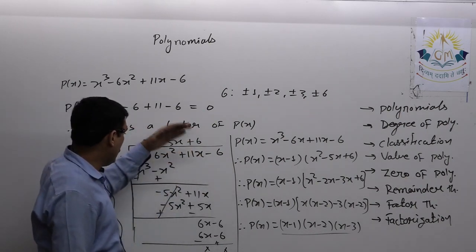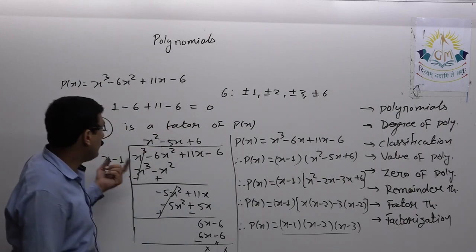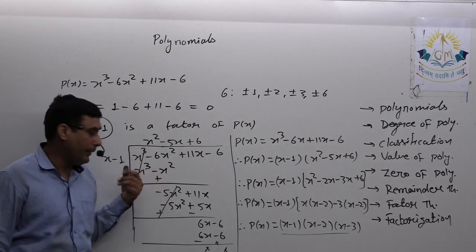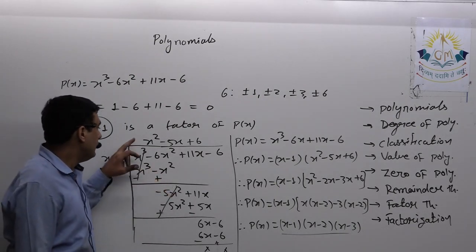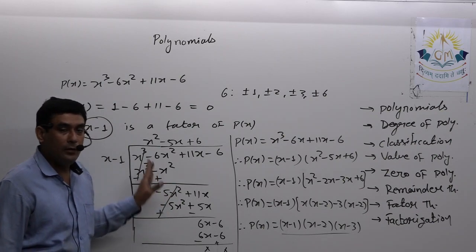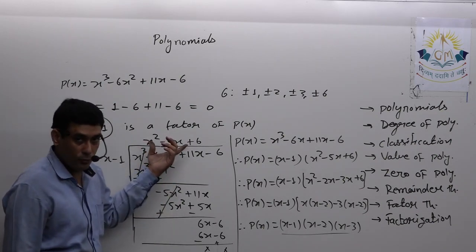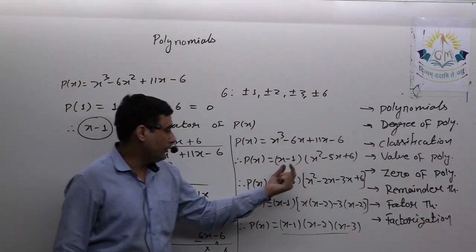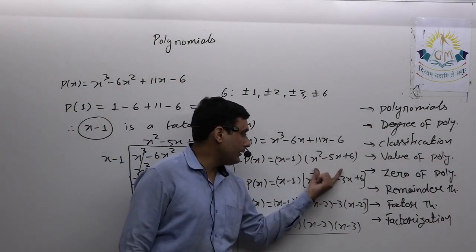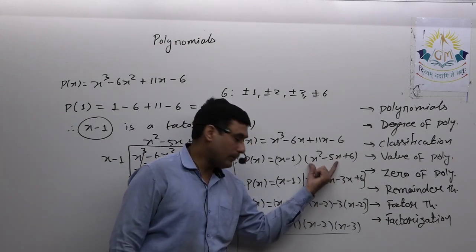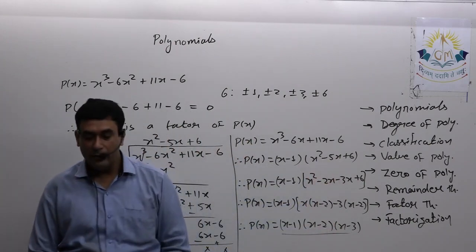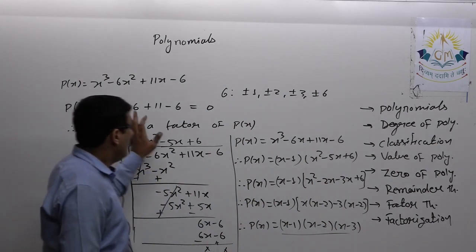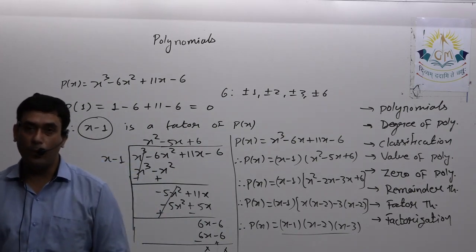In that way I will get one factor, and for the remaining two factors, because it's a cubic polynomial, it might have at the max three linear factors, I will apply the long division. Here I will get a quotient in the form of a quadratic, and using splitting the middle term I will get the remaining two factors of that quadratic polynomial, and hence I will get all three factors of the given polynomial. So here I am finishing this chapter, polynomials.